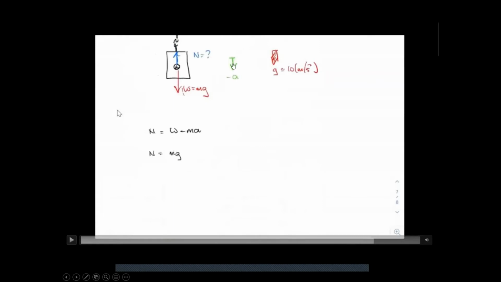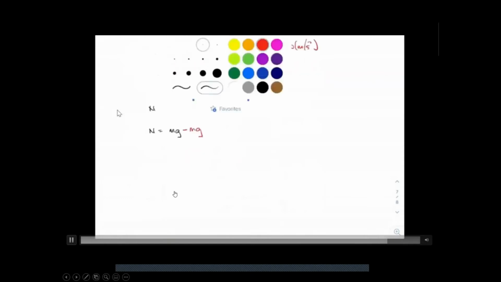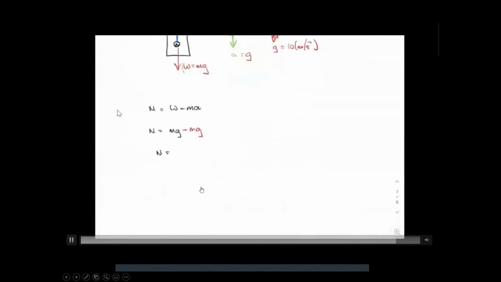So here's your weight mg, and this acceleration is going to be the same as g. So mg minus mg is going to be 0. So as soon as you find yourself in a falling elevator, you will feel weightless. This is crucial to obviously the next lecture and the following lectures. This is a good discovery right there.